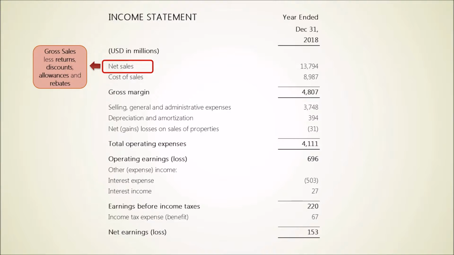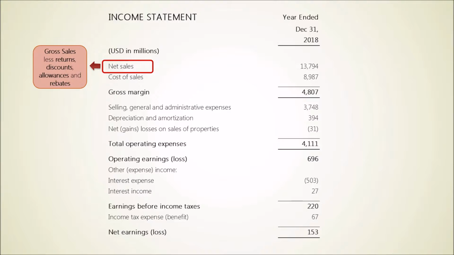And then allowances and rebates. Sometimes when you ship a product to a customer, there are rejections, they don't like something about the product. Rather than asking them to return the product, you give them an allowance. You reduce the amount that is payable by your customers. So net sales is really gross sales less returns, discounts, allowances, and rebates.